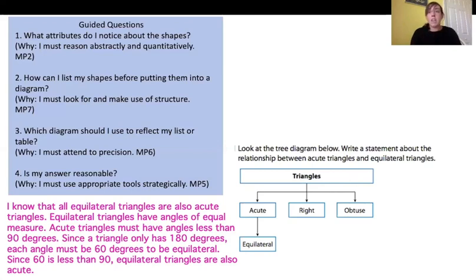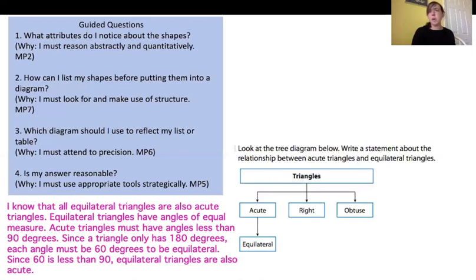I know that they just asked for one single statement, but if you're really pushing to understand this, you're able to go through and justify every piece. So when I get to guided question number 4, is my answer reasonable because I'm using appropriate tools strategically? My appropriate tool, of course, is the tree diagram. I'm able to say, yes, I was able to verify my answer using that tree diagram and thoroughly explain it, so that if anyone were to ask me, I could talk about it, I could draw it out, I could show them, okay? So that's just one example.